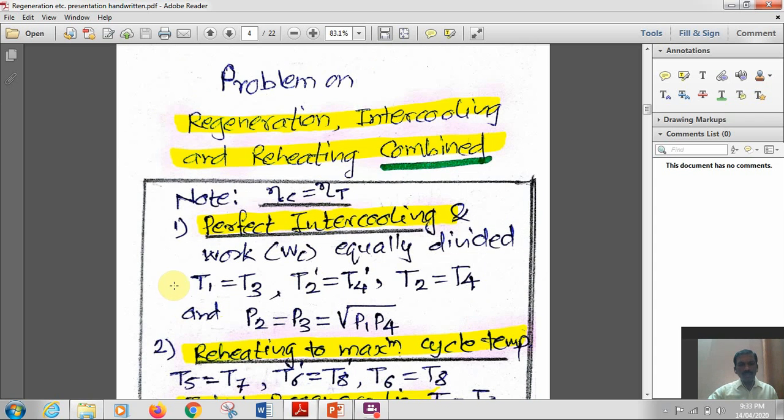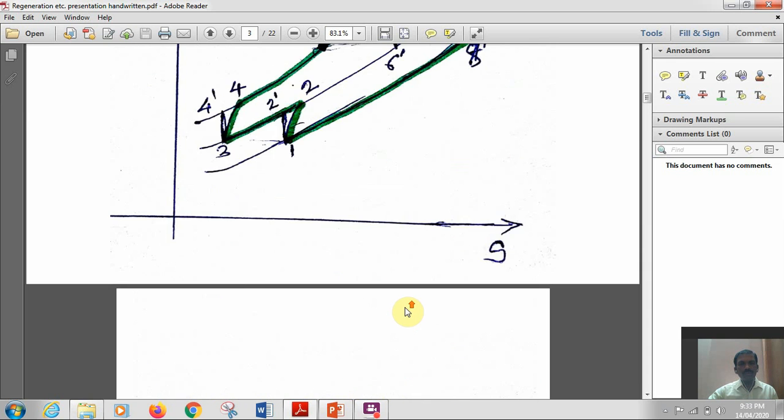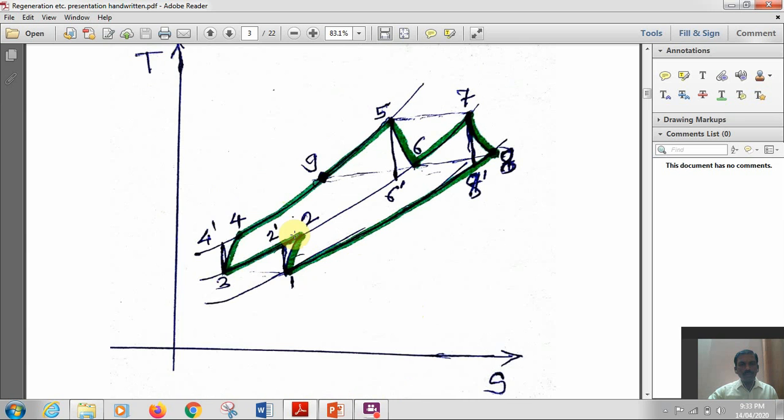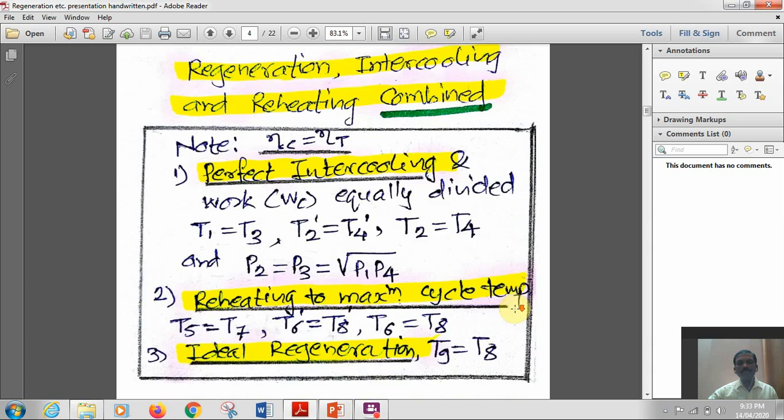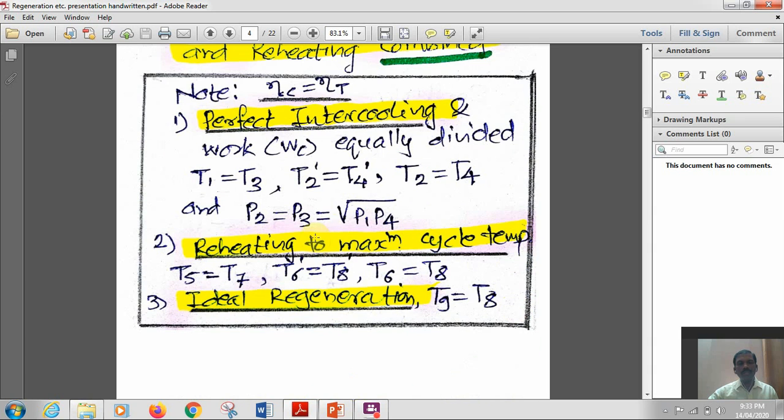Now, as it is perfect intercooling, T1 is equal to T3, T2 dash is equal to T4 dash, and T2 is equal to T4. Similarly here, reheating to maximum cycle temperature is there. T5 is equal to T7, T6 is equal to T8, T6 dash is equal to T8 dash, and for ideal regeneration, T9 is equal to T8. So the same thing is mentioned here. The intermediate pressure, as I have already explained, is the product of the initial and final, or lowest and highest pressure, for reheating as well as intercooling.